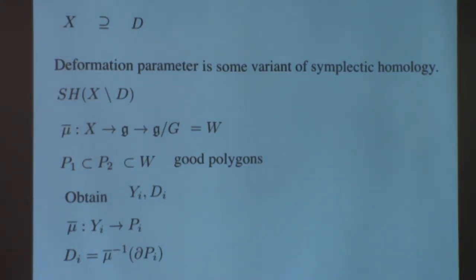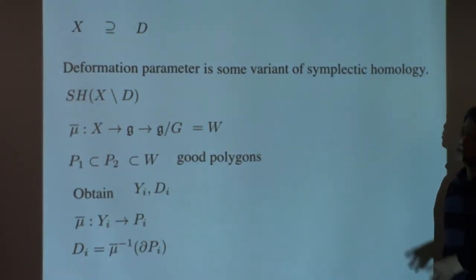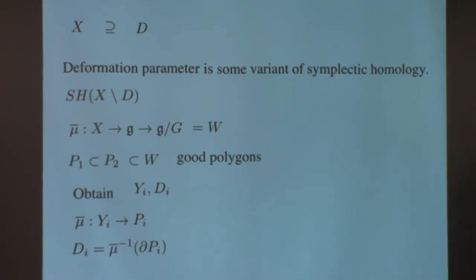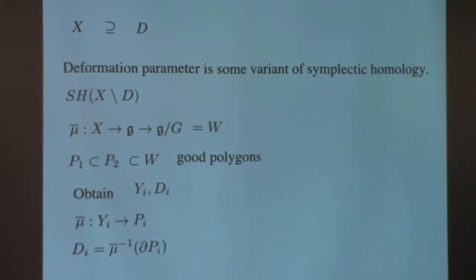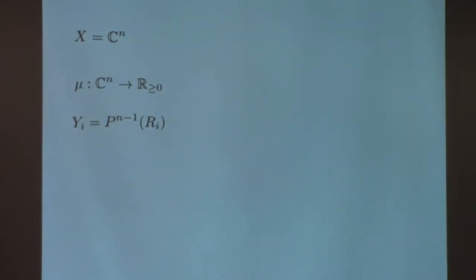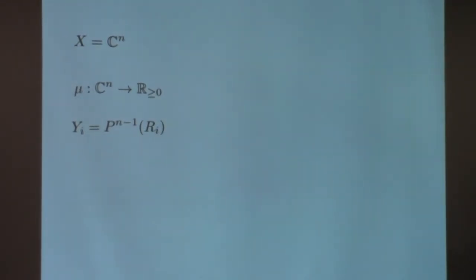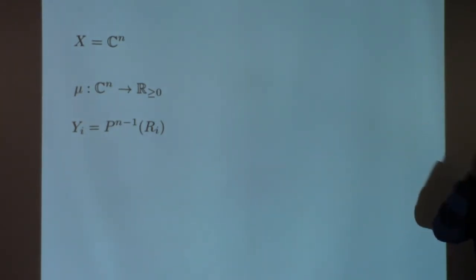But 4 or 5 years later, we consider the following situation. Suppose you have two polygons, P1 and P2, on this quotient. Then we obtain Y1 and Y2 with divisors D1 and D2. So you have these two different choices of compactifications. The simple example is X equals Cn, the complex vector space, with just an S1 action. The moment map is just the positive reals. So you have R1 and R2, and you get two projective spaces with different areas. That's the situation where you have these two different polygons.